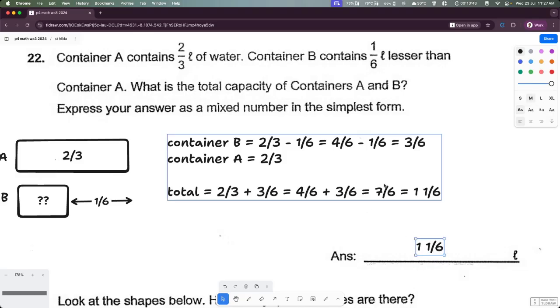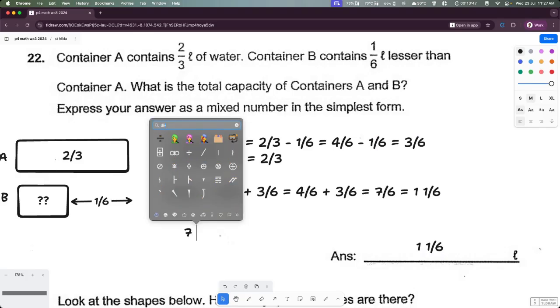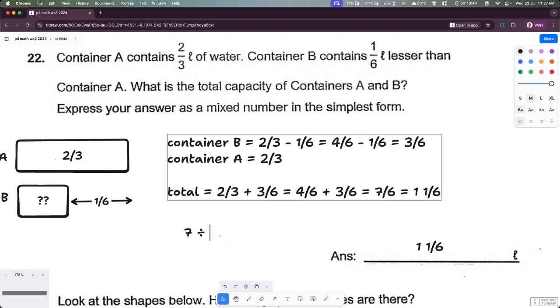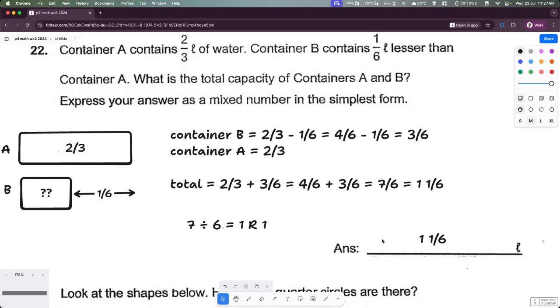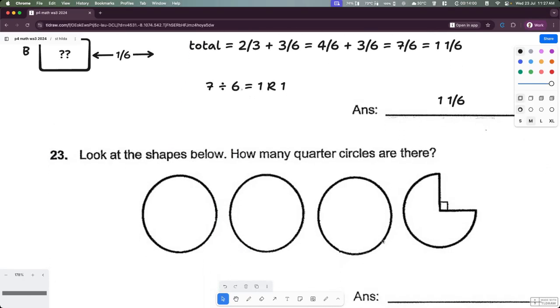To simplify 7/6, we divide 7 by 6, which gives us 1 remainder 1. That's why it's over here. So this is how it looks like. Okay, that's it. All right, let's move on to the next question.